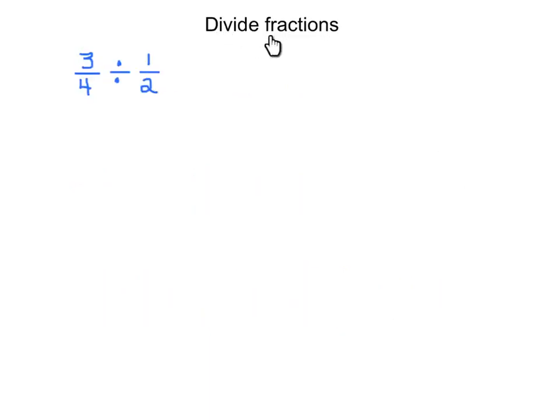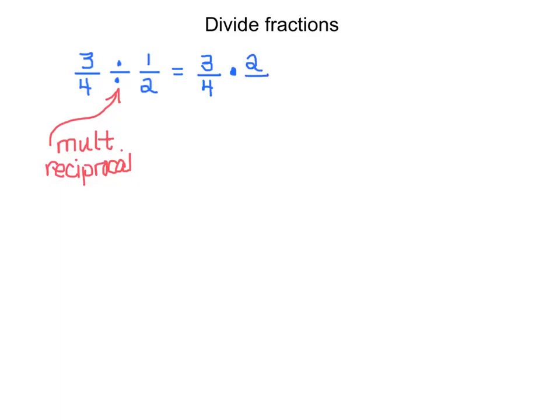Now we're going to divide fractions. And dividing is pretty straightforward when we keep in mind what division means. Division means multiply by the reciprocal. So let's write that down. Let's abbreviate multiply by the reciprocal, which is the inverse. So instead of saying 3/4 divided by 1/2, that's the same as saying 3/4 multiplied by the reciprocal of 1/2, which is 2 over 1.